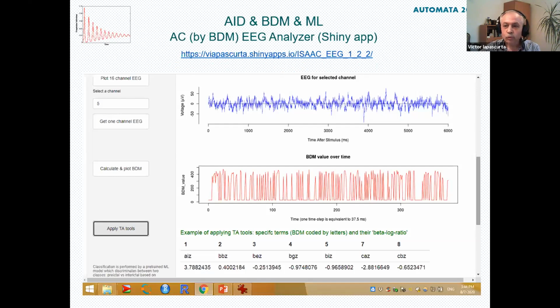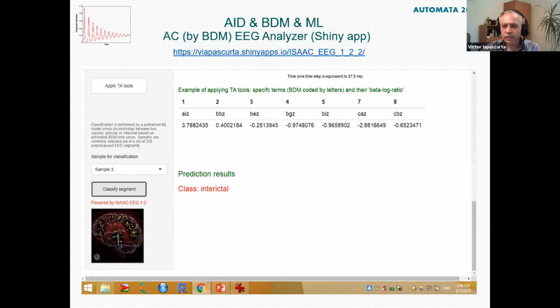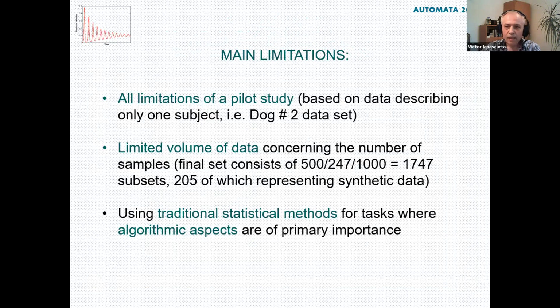For illustrating all the steps, I prepared a Shiny application that is available at the address just below the title of the slide. All the steps can be performed, including calculating and plotting BDM. So in fact, and finally, a clip can be classified like on the screen. In this case it is an interictal clip.